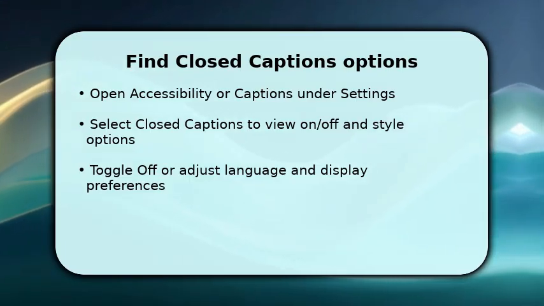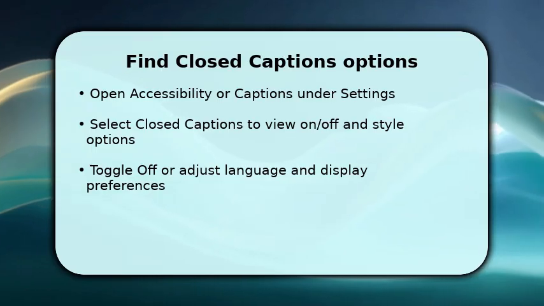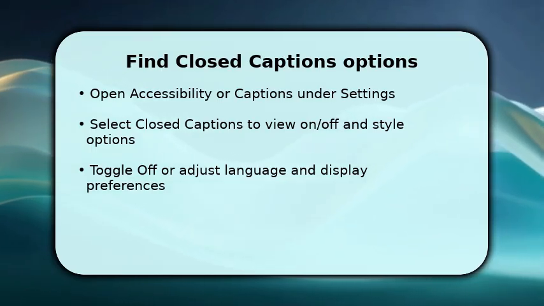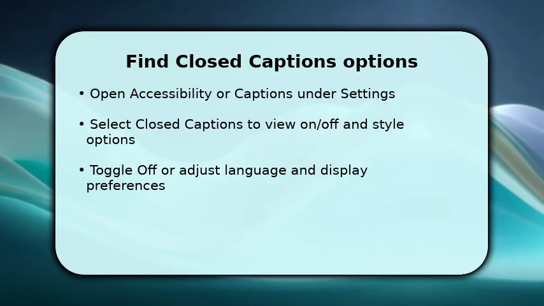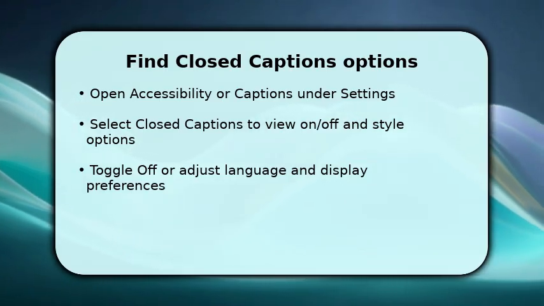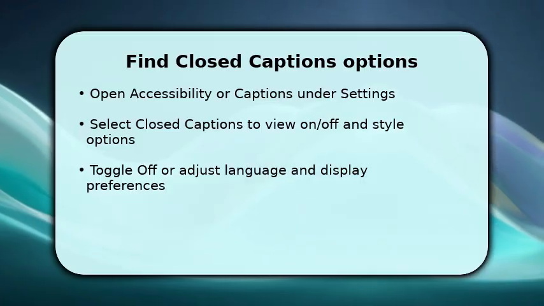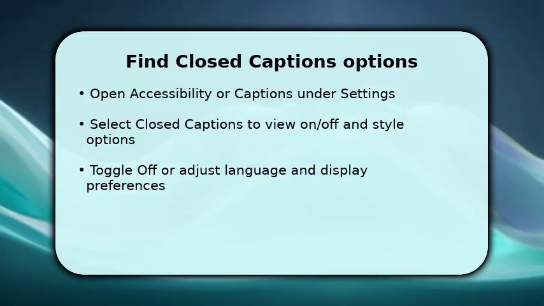You'll select closed captions, then use the toggle to turn captions off. If you prefer, change language or style instead of disabling. Make sure to confirm the change by pressing OK or the select button. Once toggled, captions should disappear immediately in most apps.